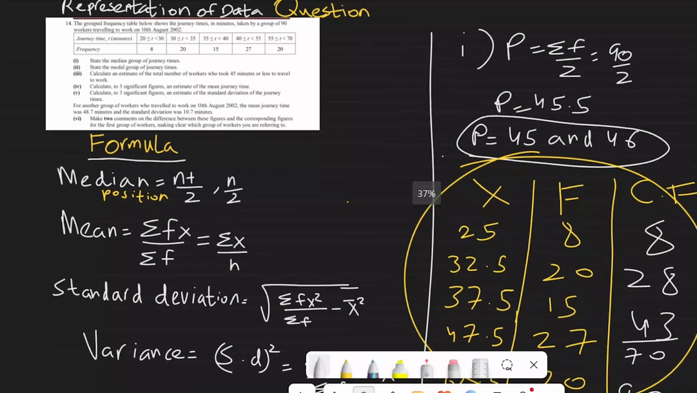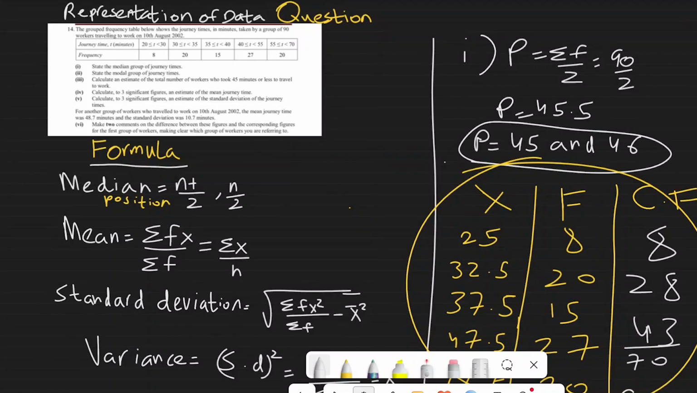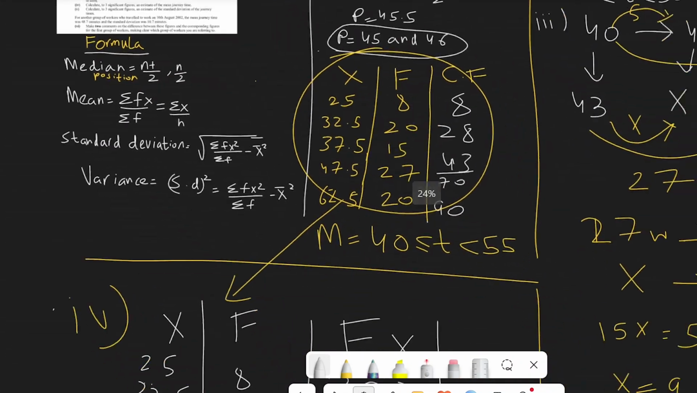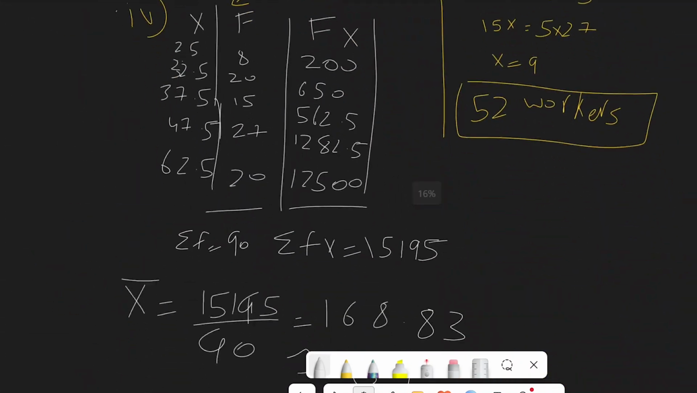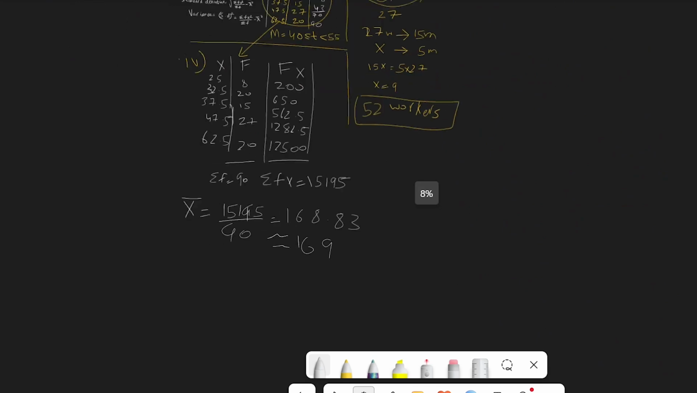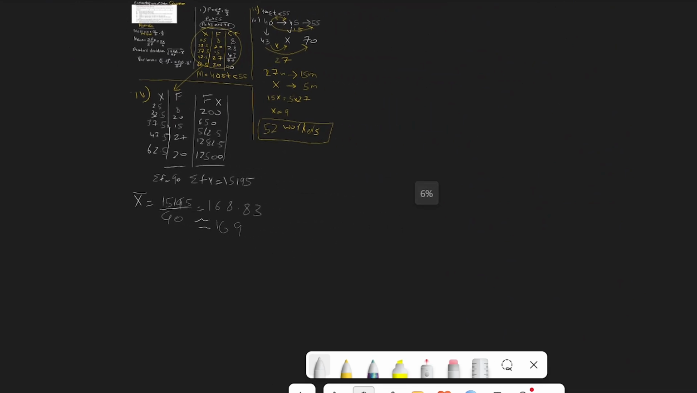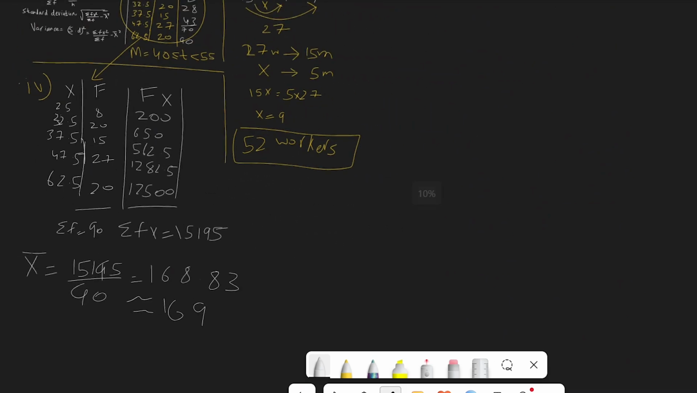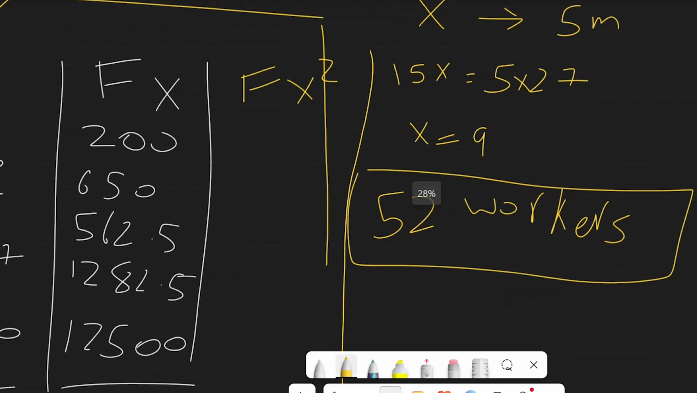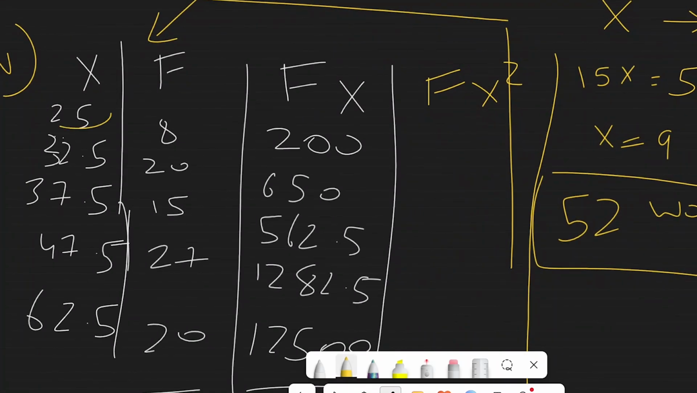For the fifth part we have to calculate a standard deviation. Standard deviation is pretty simple. It is basically calculated from the same table, just we have to make another column of fx square. The fx square column would be squaring this value, squaring the 25, and then we have to multiply it by f.